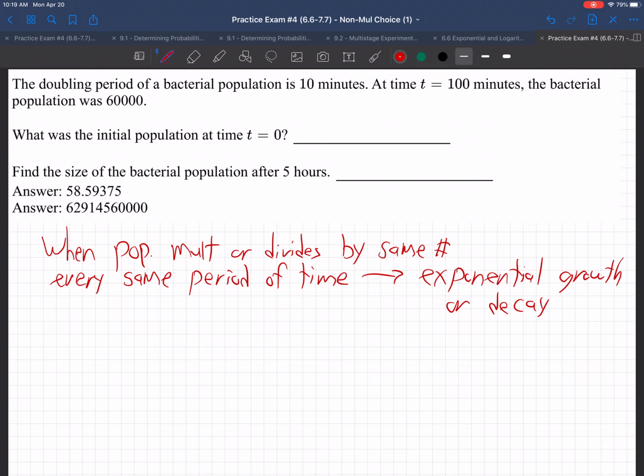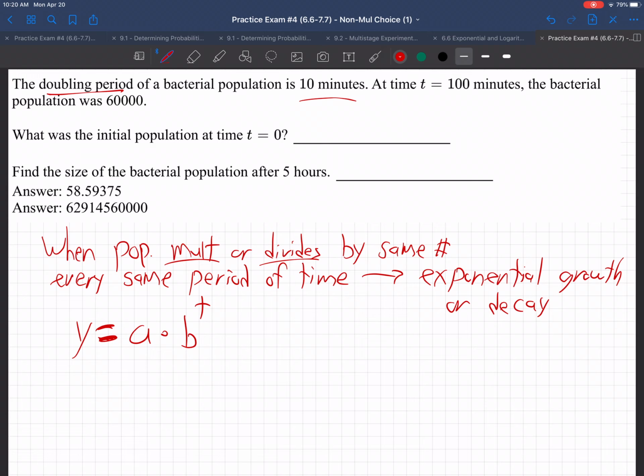And that means you use the formula y equals a times b to the t. You could use a, it doesn't really matter. That's the formula we use for population multiplying or dividing every same period of time. So in other words, they're saying it's doubling every 10 minutes. So that's multiplying by 2 every 10 minutes. That's exponential growth. That makes it explode, right? If the population's going to double every 10 minutes, it's going to grow super, super, super fast.